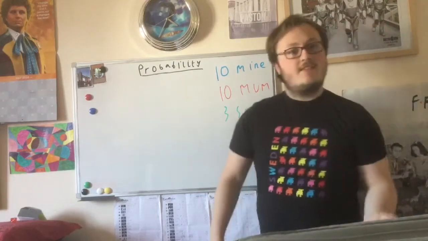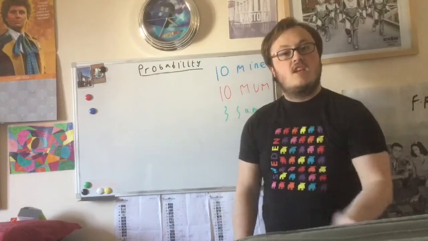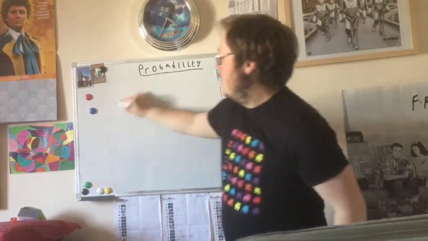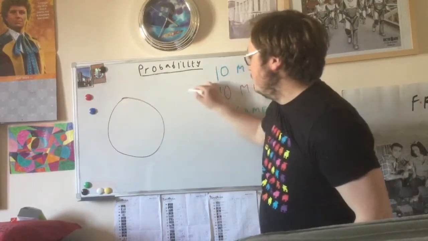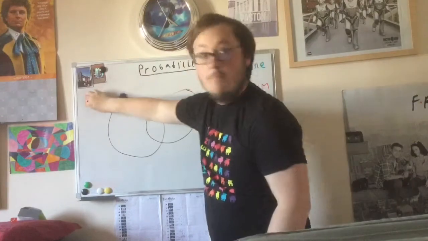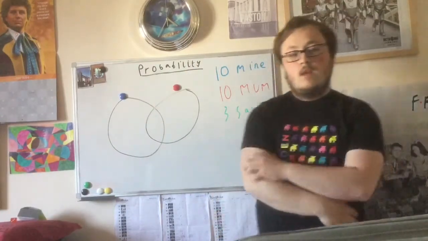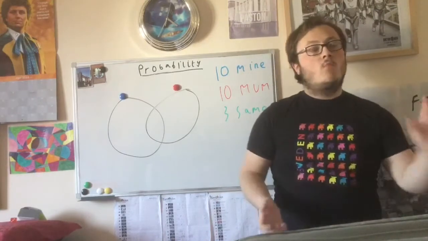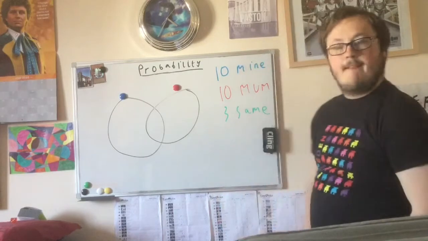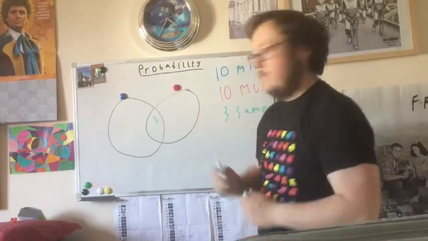I want to represent this information on a Venn diagram to find out the probability of certain films being chosen. So, let's do this. I'm going to draw my circles, and I'm going to put a blue dot over this one representing my films and a red dot over this one representing my mum's films. Now the first thing we need to know is what goes in the middle. What is in the centre of this Venn diagram? Well, there's 3. So I'm going to put 3 in the middle.